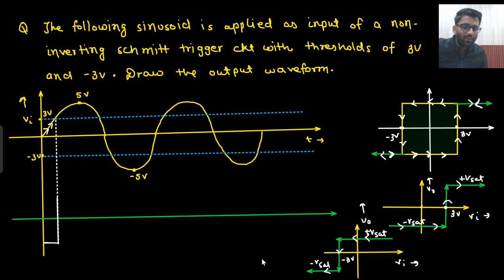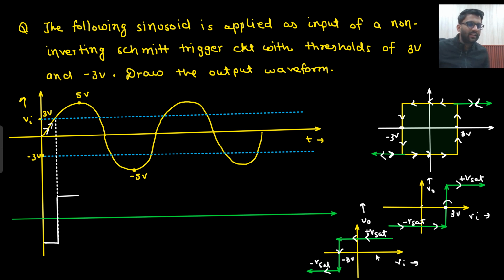When you are increasing from 3 to 5, so till 5 volt, output should be plus Vset. Now after 5 volt, what is happening? Input is decreasing. After 5 volt, input is decreasing to minus 5 volt. So if it is decreasing, I need to follow this characteristic now.